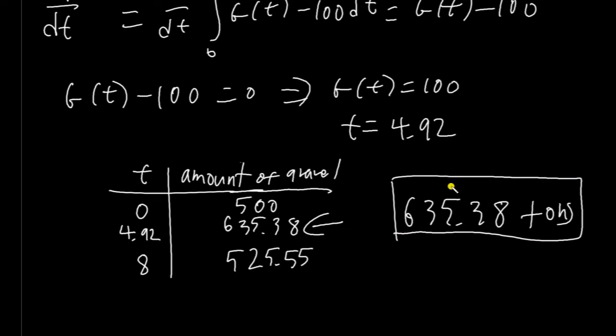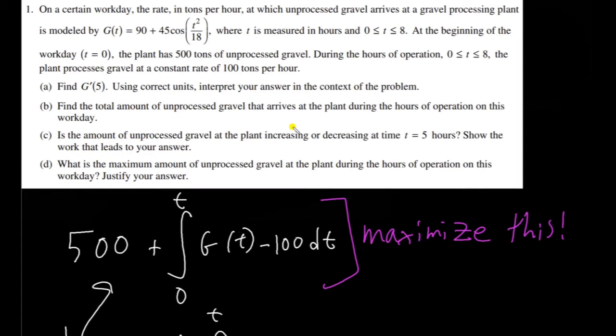Okay, this was a 3-point question. 1 point for taking the derivative and setting it equal to 0, 1 point for the correct answer of 635.38 tons, and another point for the justification. This is our justification for this problem. Okay, and with that, we're done with question 1.